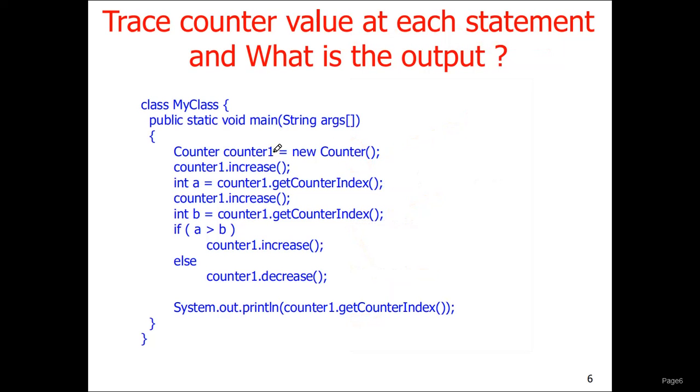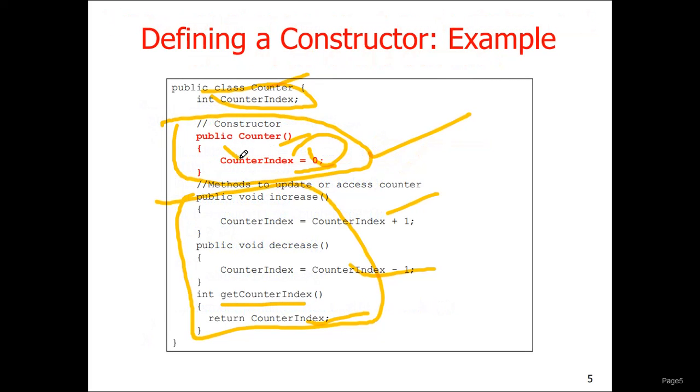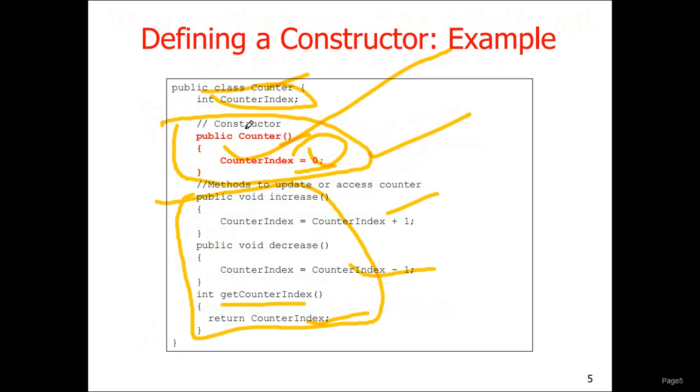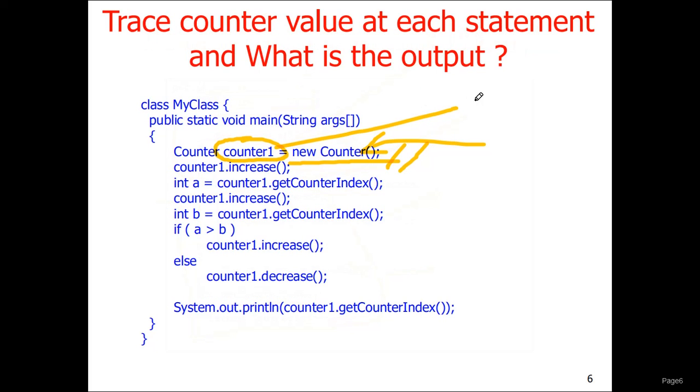Now let's see. I have called this constructor here, because at this point the constructor will be invoked automatically because I have written new Counter. Now it will create the object. While creating the object, the constructor will be called. This constructor will be called, and for which object? For counter1, the counter index value becomes 0.